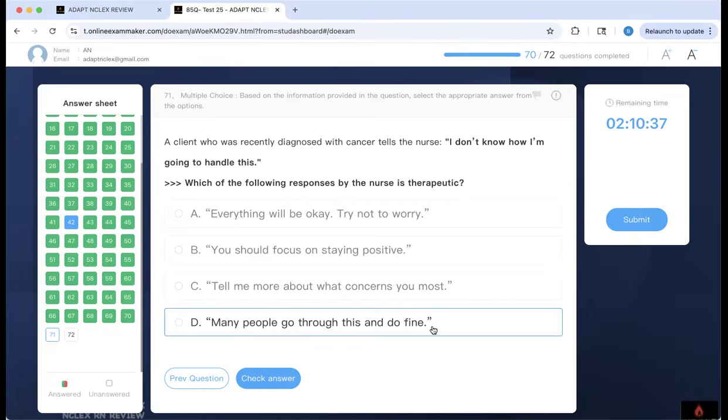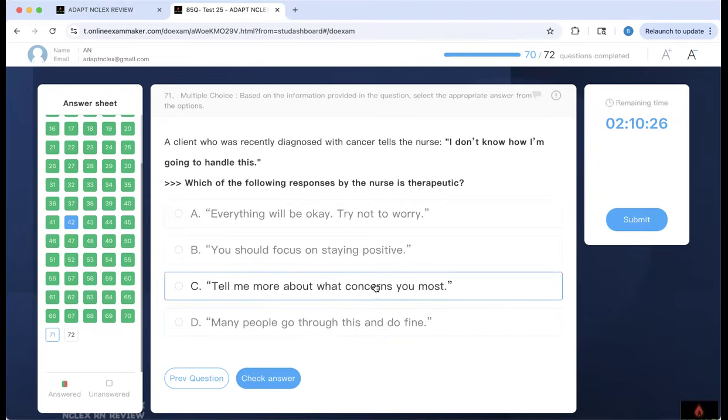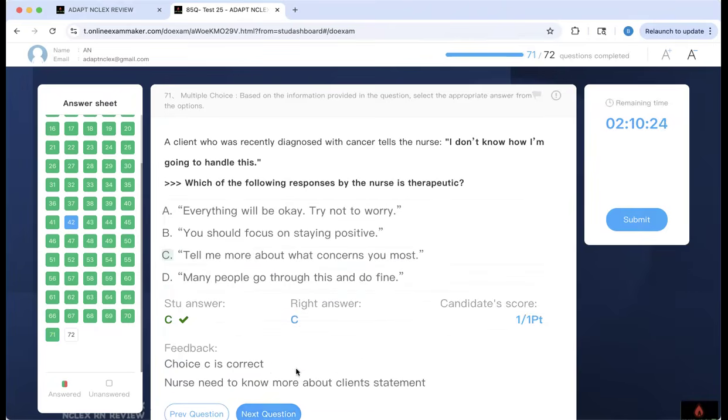Therapeutic communication, you know the strategy. When the patient says something, ask for more. Don't over-talk. Let them talk. If you are talking, it's a wrong answer. Therefore, tell me more about your concerns.